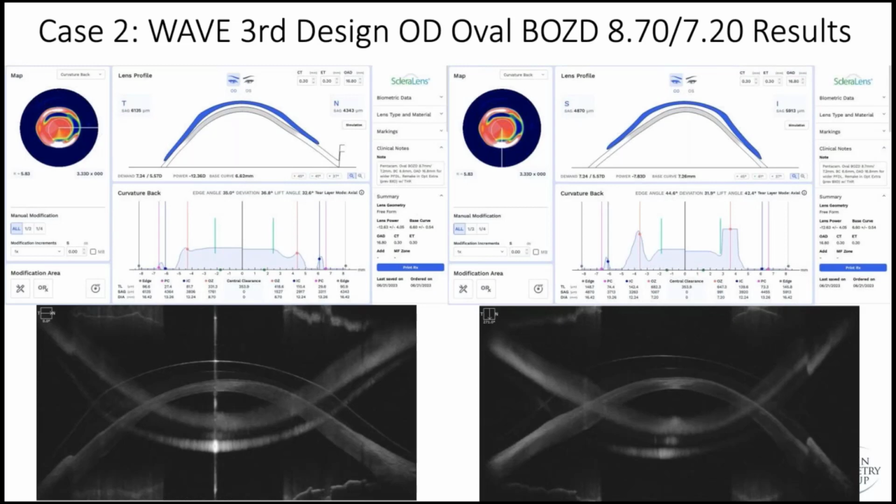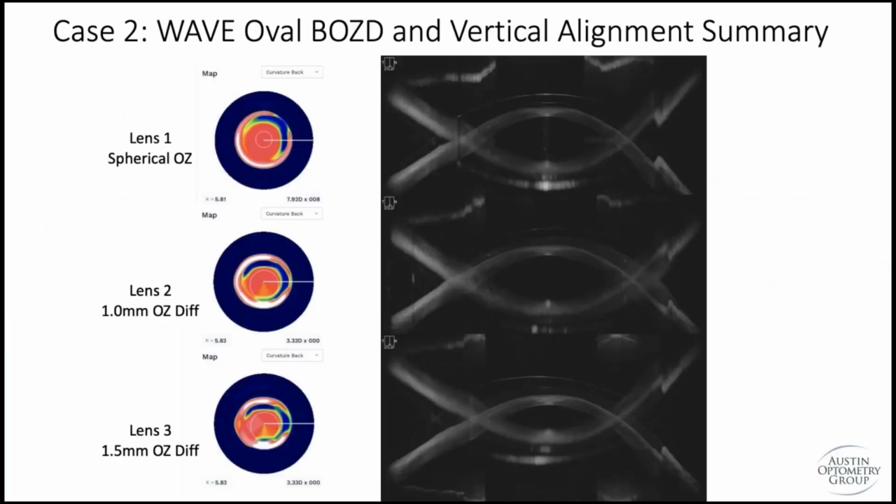I don't know if it's worth going any smaller in the vertical meridian than a 7.2 optic zone diameter. I feel like less than that may potentially cause some issues with scotopic vision, so I didn't want to push it. But 1.5 millimeters seemed to work pretty good. So here's a summary: a spherical optic zone top left, a little bit of an oval optic zone, and on the bottom, a little bit more prominent oval optic zone.